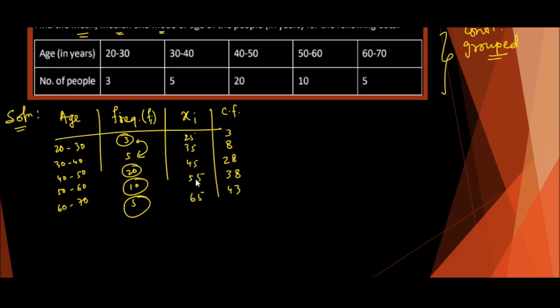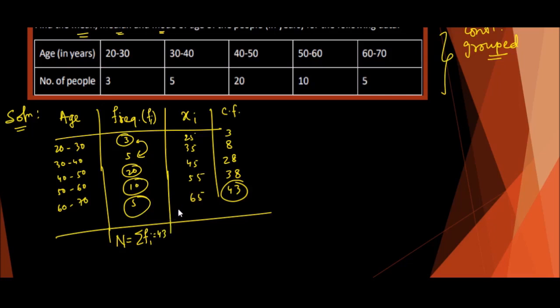Now that you have this table, the next thing you can do is find the capital N value. In the formula you will see capital N, which is nothing but the summation of all the frequencies, the summation of all f_i. If you add 3 plus 5, 8, 8 plus 20, 28, plus 10, and then 5, ultimately you will get 43. So here comes this 43. This is the capital N value.